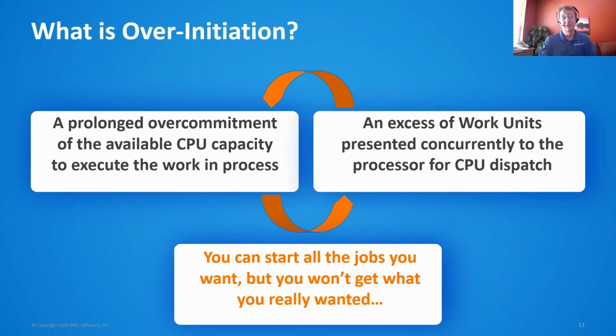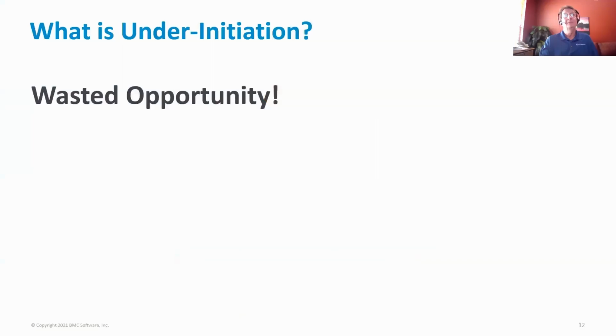So if there's over initiation, there must be under initiation, right? So what is that? Well, under initiation is essentially wasted opportunity, okay? Like the minutes, hours, days of each of our lives, it's time that can't be saved for later. You have to use it now or it's gone forever. And wasted opportunity is wasted CPU time. The moment's gone, it's gone forever.